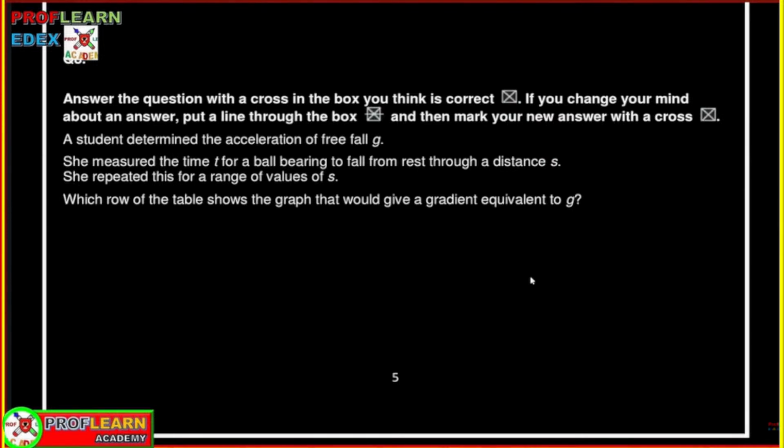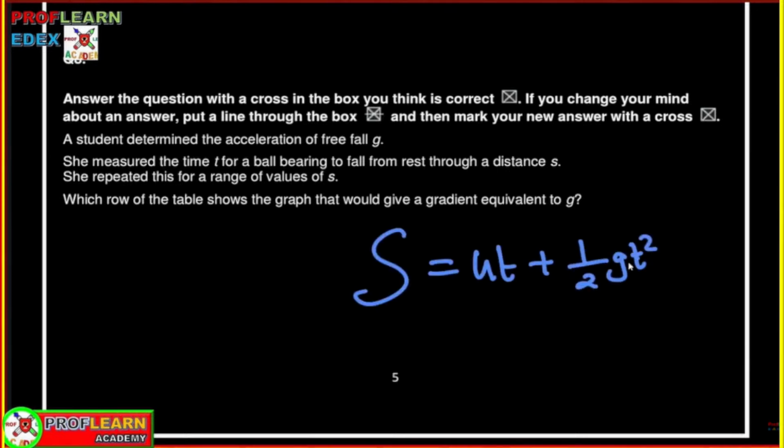Now remember, in order to work this out, we can use the formula s equals ut plus half gt squared. But since it's falling from rest, it means that the initial velocity is 0. So this particular part is going to go to 0, and we shall remain with s equals a half gt squared. So this is the formula that can be used to work out acceleration in free fall. You can plot a graph of s against t squared, then work out the gradient of that straight line graph, and that gradient will be equal to a half g.